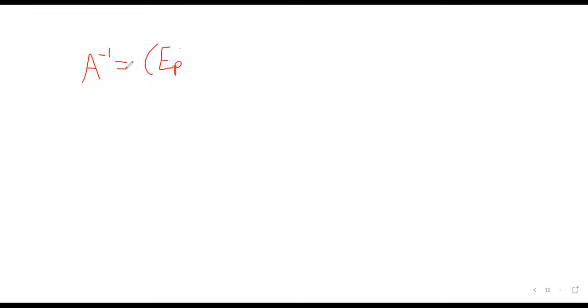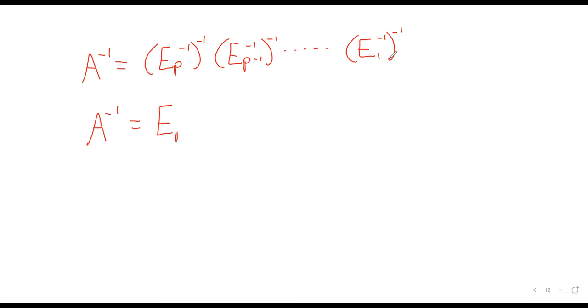So E_P inverse, P minus 1 inverse, inverse, down to E_1 inverse inverse. This is the product of the inverses in the reverse order. And now, I've said this earlier today, an inverse of an inverse is just the original matrix. All of these inverses cancel out. And I get that A inverse is this product.